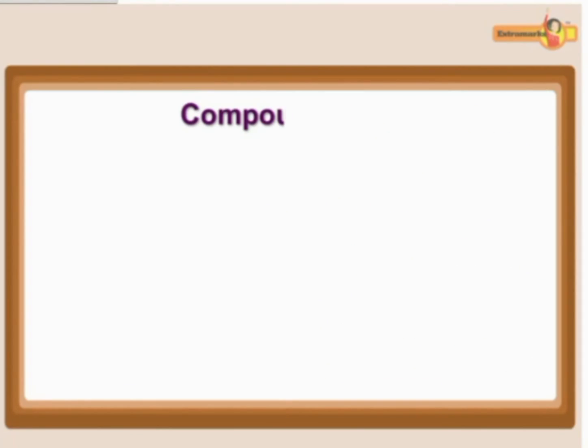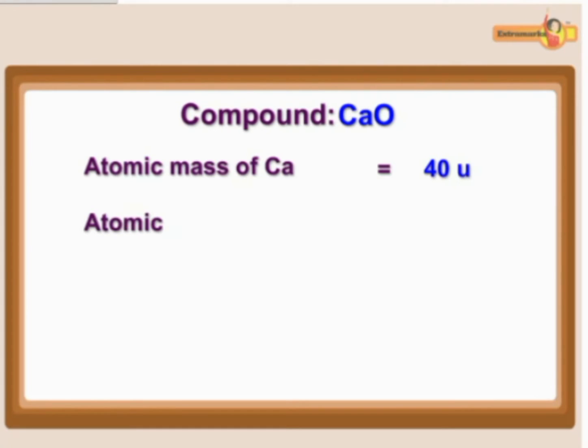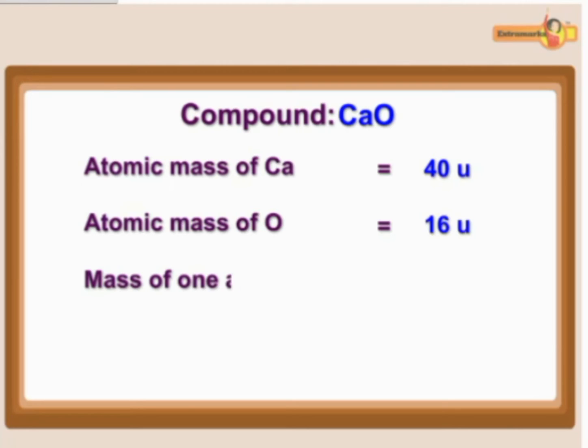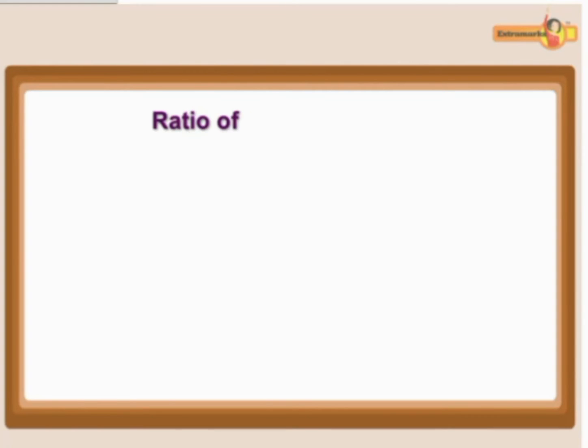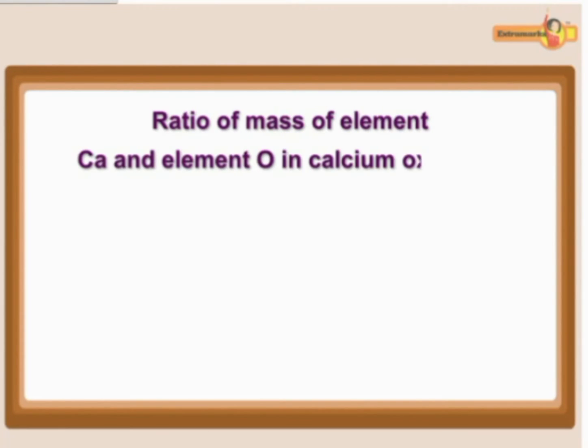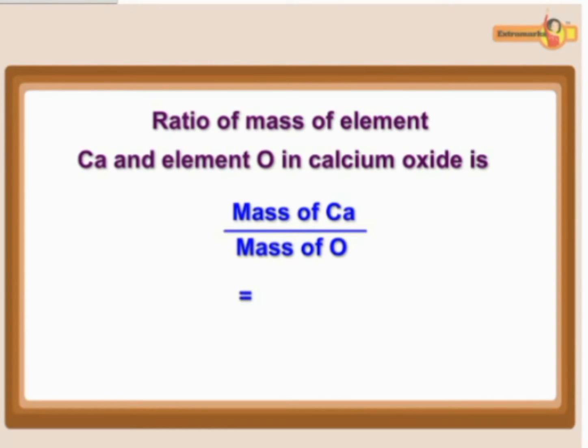Good. Calcium oxide is a compound made up of 2 elements, calcium and oxygen. Atomic mass of calcium is 40U and atomic mass of oxygen is 16U. So mass of one atom of calcium in calcium oxide is 40U and mass of one atom of oxygen in calcium oxide is 16U. Ratio of mass of element calcium and element oxygen is mass of calcium upon mass of oxygen, that is equal to 40 upon 16, that is 5:2.